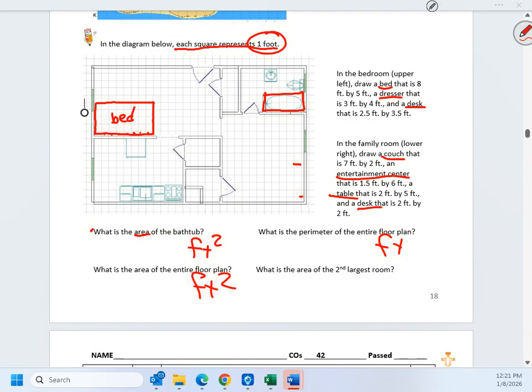What is the area of the second largest room? So you're going to have to look at all 4 rooms. You've got the bedroom, the kitchen, the family room, and the bathroom. The second largest room, what is its area with the feet squared? So make sure you're converting it to feet. Don't leave it just as squares.